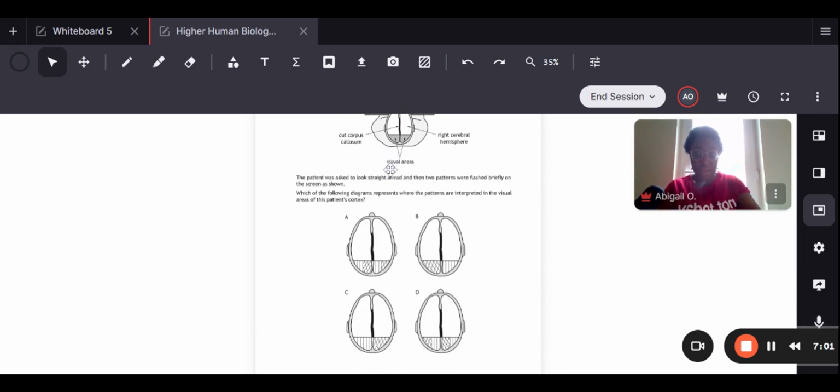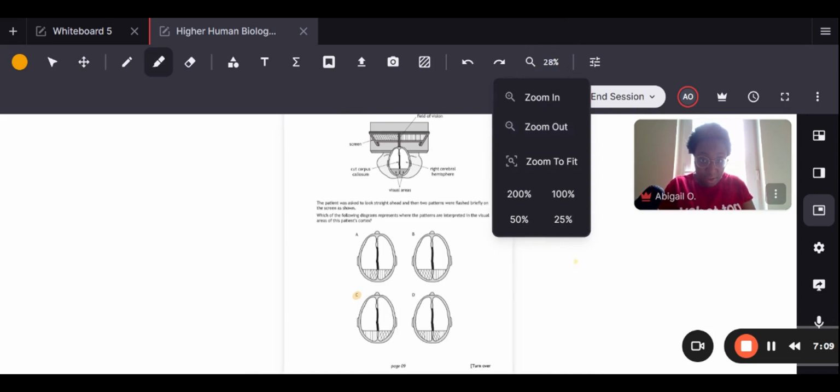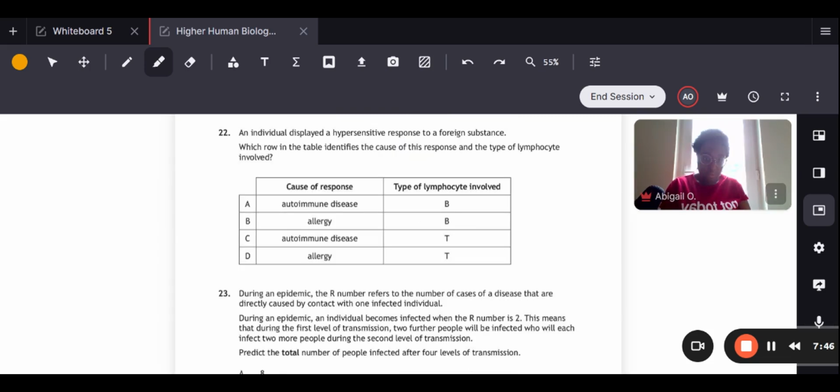Interesting phenomenon. So the answer here is going to be C, because C is showing us that, I'm trying to get them both in view. Let's see if I can shrink this a wee bit. C is showing us that this stripy up and down pattern is seen in the right visual field, so it's interpreted in the left part of the brain. The cross pattern is seen in the left visual field, so it's interpreted in the right part of the brain. And that's how you answer that question.